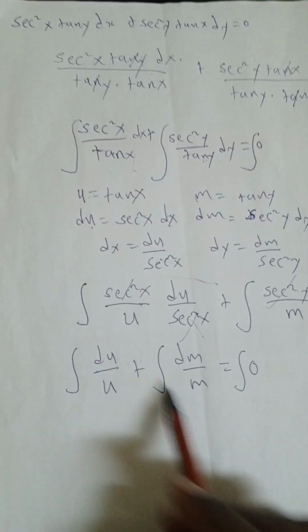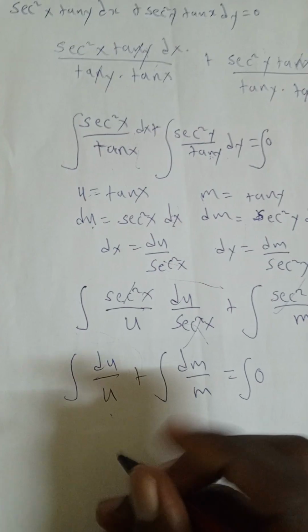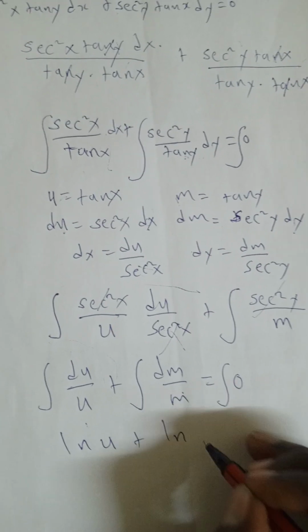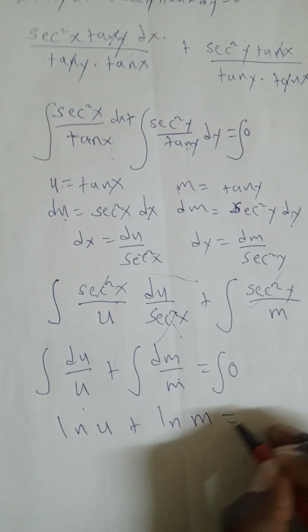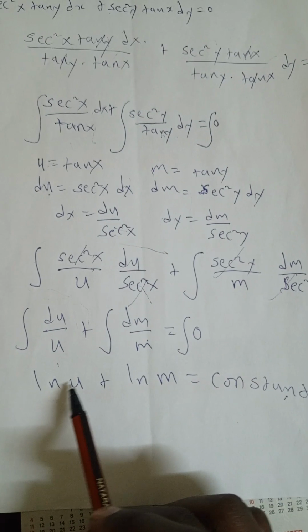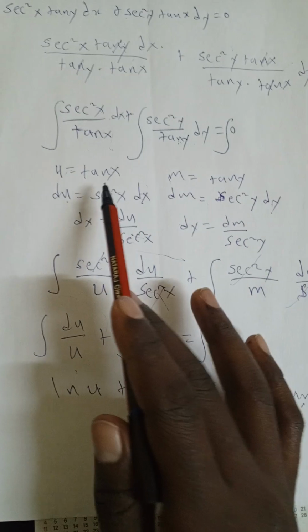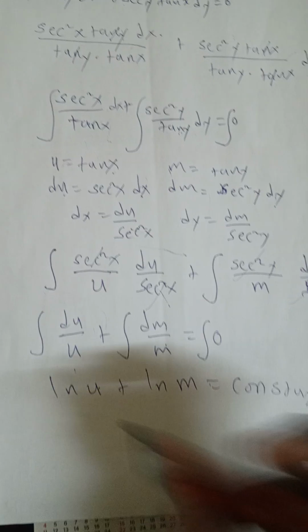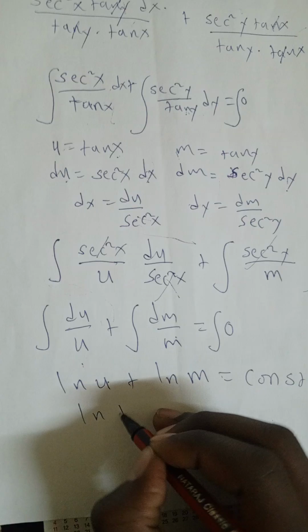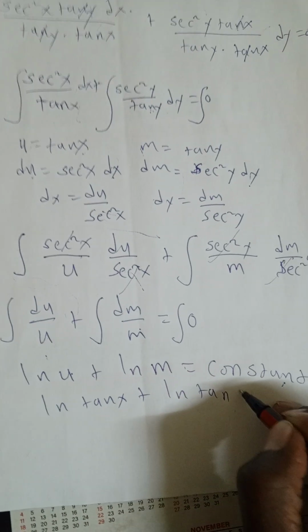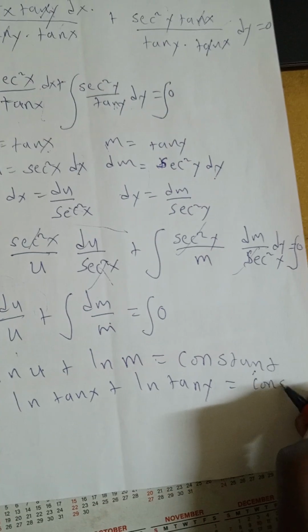So ask yourself in this form, 1 over u, when you integrate 1 over u, you're going to get the natural log of u. Then plus the natural log of m equal to what? A constant. This is all equal to a constant. Now, what was u? U was tan x. What was m? M was tan y. So we're just going to replace them back.